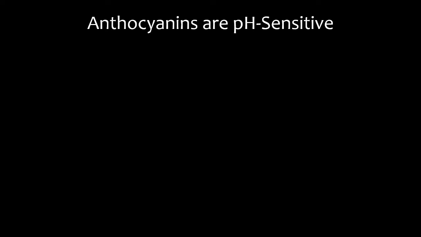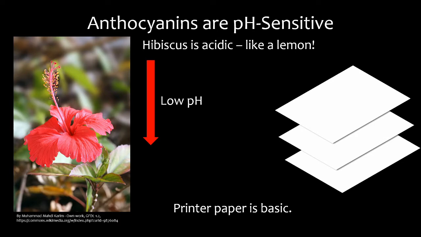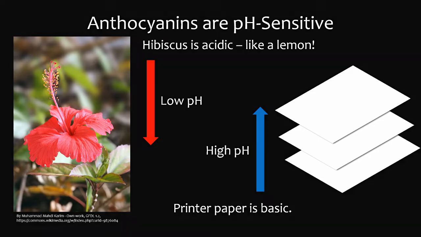They respond easily to changes in pH. If you've ever had hibiscus tea, you'll know that this flower is very acidic, almost like a lemon. It has a low pH. Most printer paper, on the other hand, is buffered to be slightly basic, and it has a high pH. The high pH of the printer paper is enough to turn your red hibiscus anthocyanins purple. But what exactly is going on? To understand this, we must first understand something about the structure of anthocyanins.